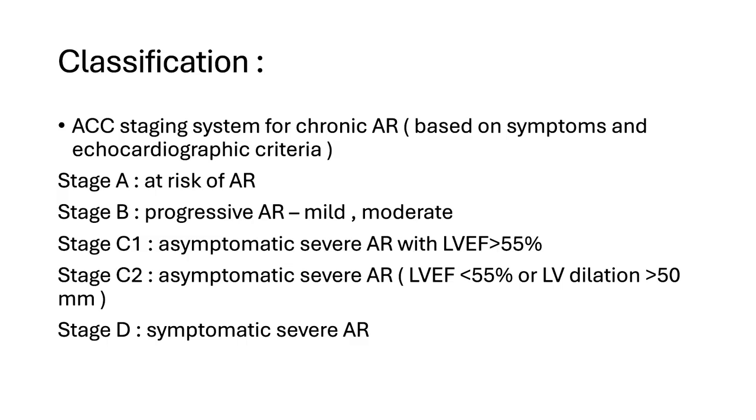And stage C2, asymptomatic severe aortic regurgitation, but here the ejection fraction is less than 55%, or there will be left ventricular dilation more than 50 millimeters in diameter. And we have stage D, which is symptomatic severe aortic regurgitation.